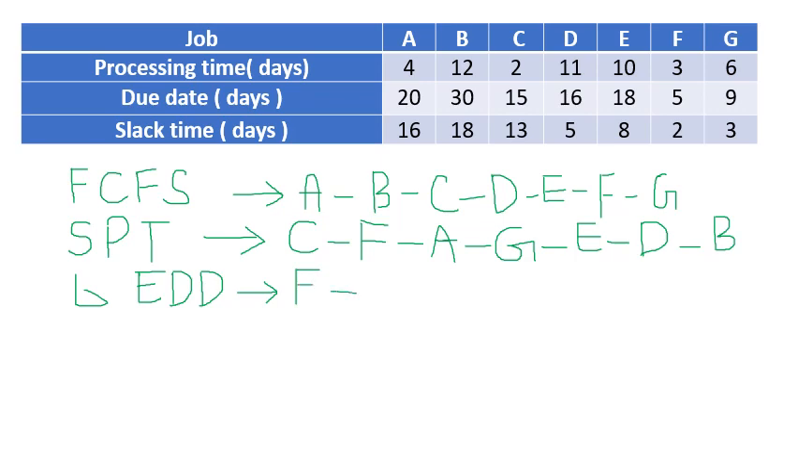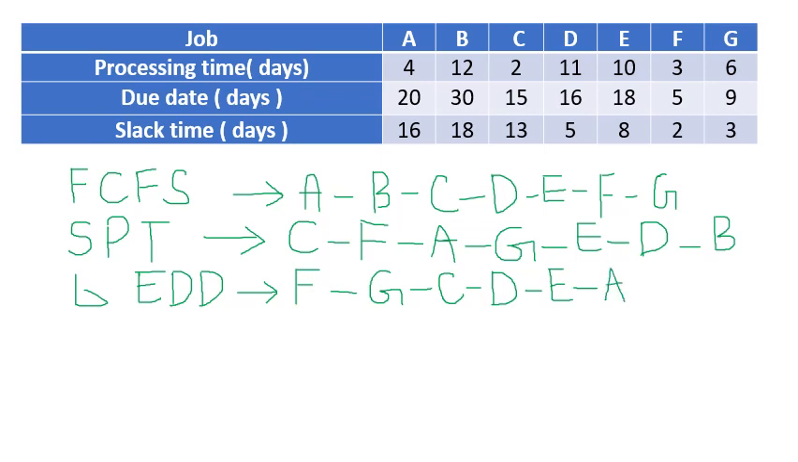Next, after F, it is G. After G, the next one is C. And after that, it is D. Next, after D, it is E. And after E, it is A. And after A, it is B.